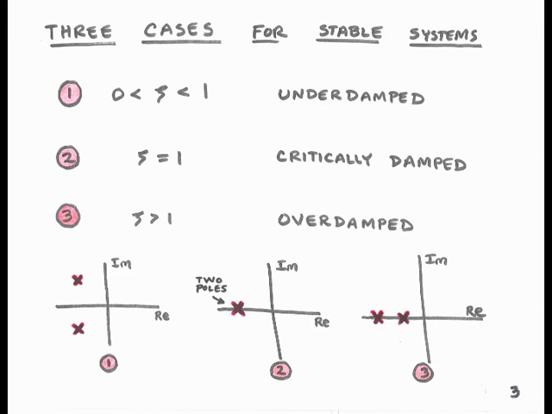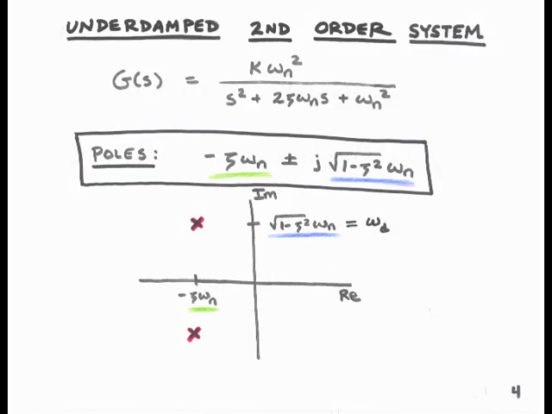In this presentation, we'll focus on the first of these three cases. That is the one of the underdamped second-order system. We'll focus on this case, since the behavior is quite different than the critically damped case or the overdamped case. Critically damped and overdamped systems behave much like first-order systems, but an underdamped second-order system shows behavior that first-order systems do not.